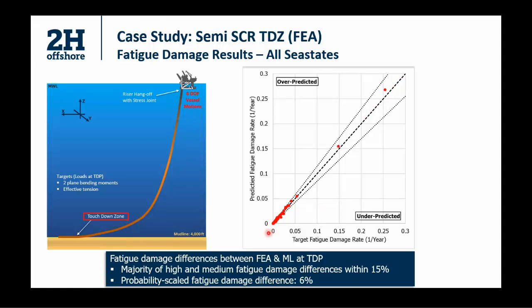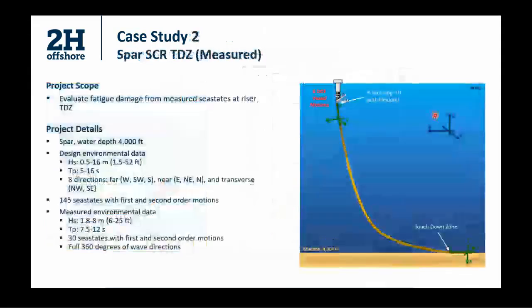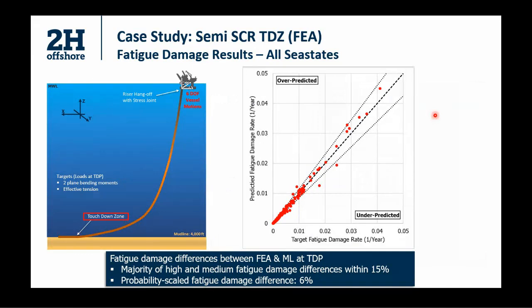What we have here is that a majority of these high C states, and zooming in further, the medium fatigue damage C states are within 15%. The probability scale fatigue damage difference is within 6%. All this means that you have a high fidelity machine learning model.